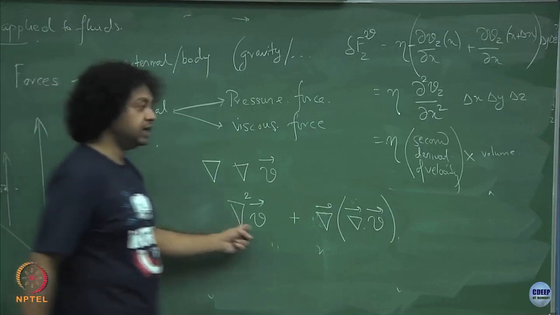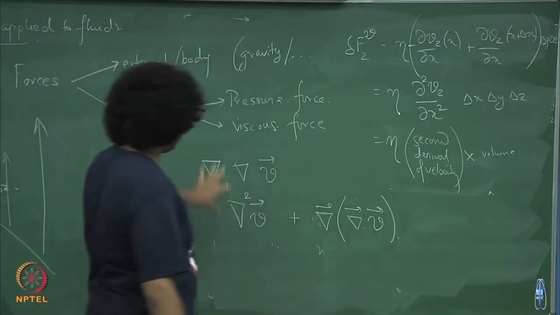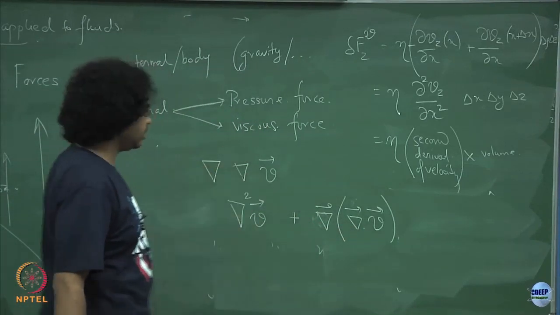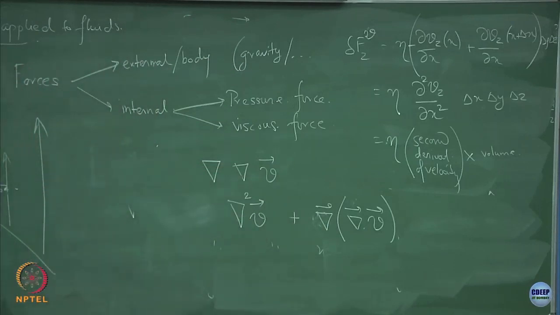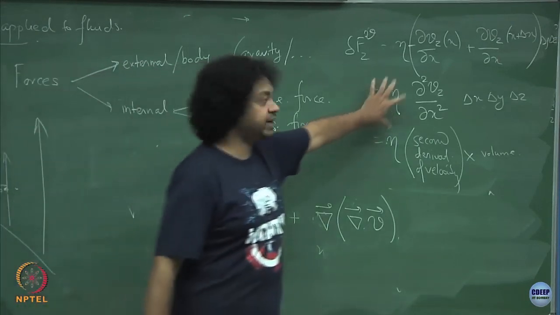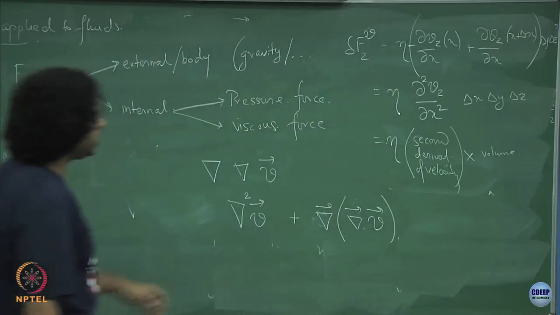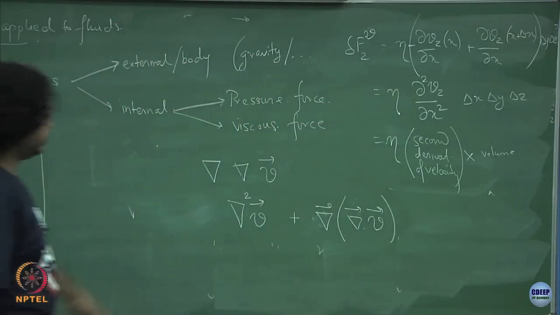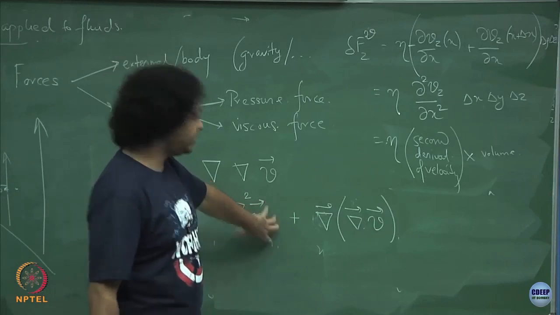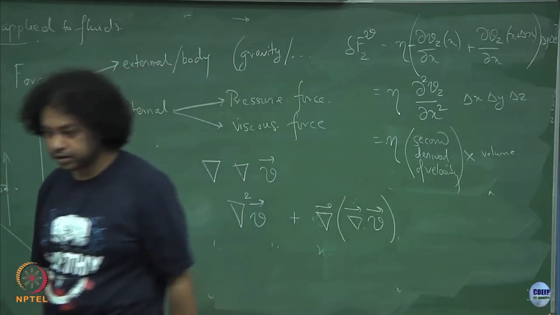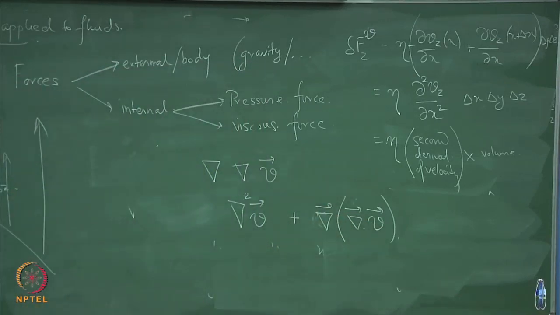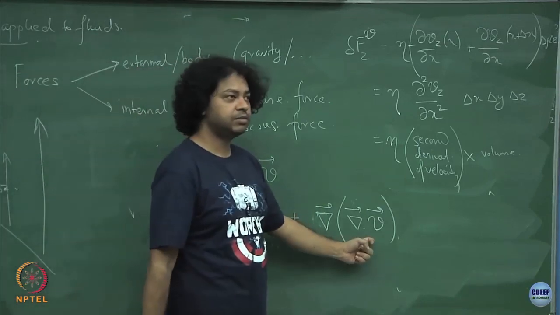These are the only two linearly independent combinations that you can have of two del operators and a V. So, if you generalize this expression that we derived for this very simple velocity field, it will be in general a combination of a term that looks like this and a term that looks like that, right. Now, what sort of a fluid will not have this term?